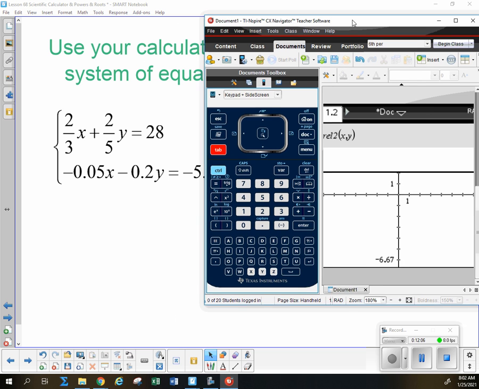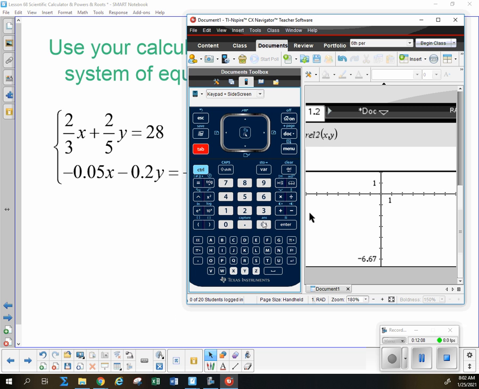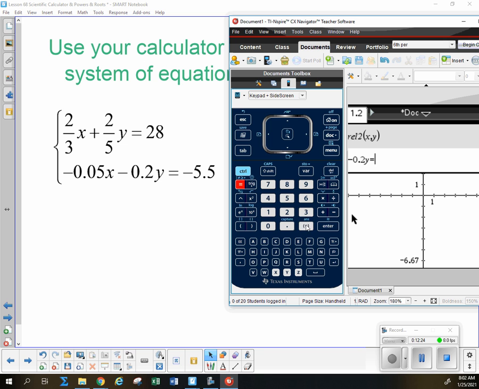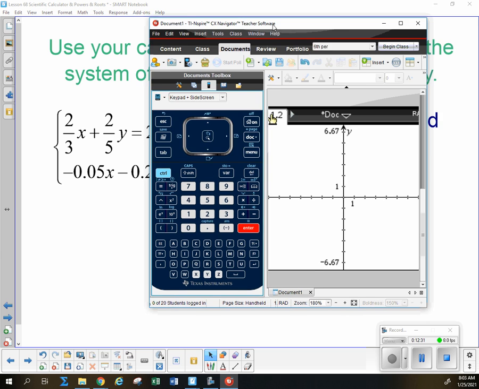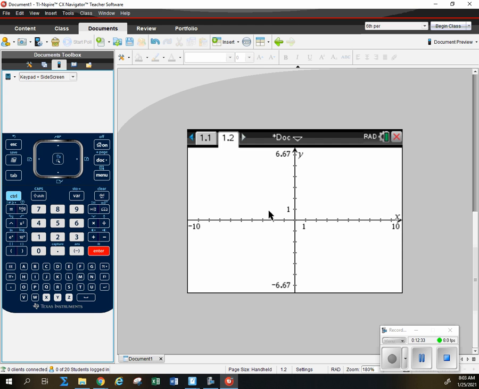And this time we have decimals. Use the negative button, 0.05, and then minus 0.2y. And equals, and that was negative 5.5. Negative 5.5. And enter. So everybody have the 2 relations entered there?